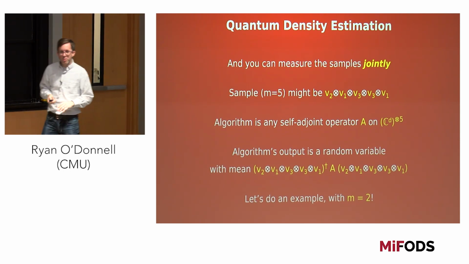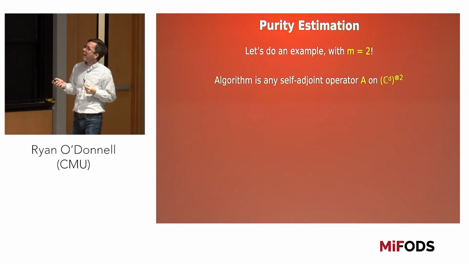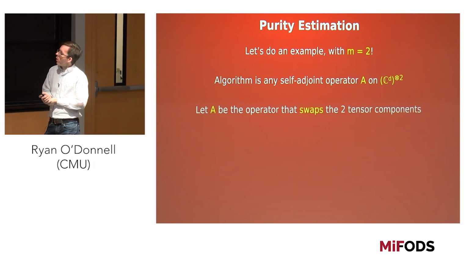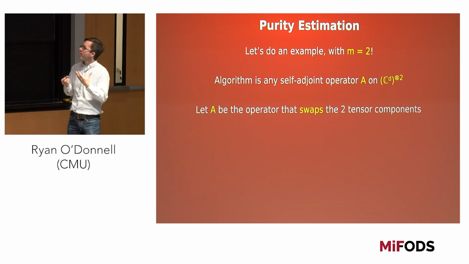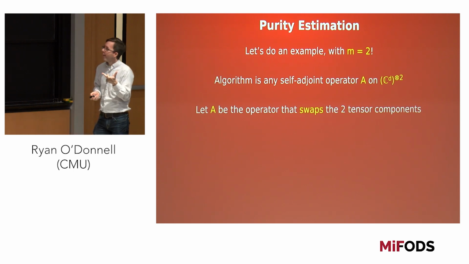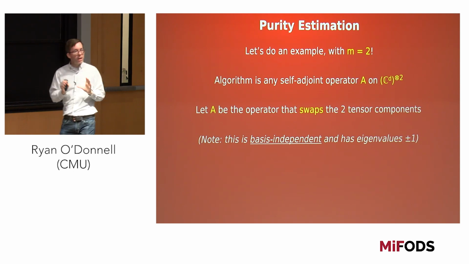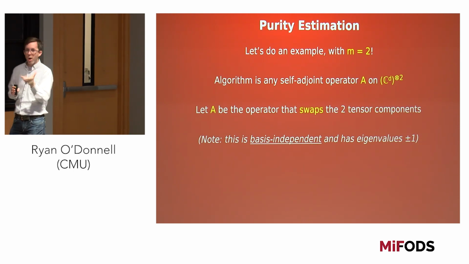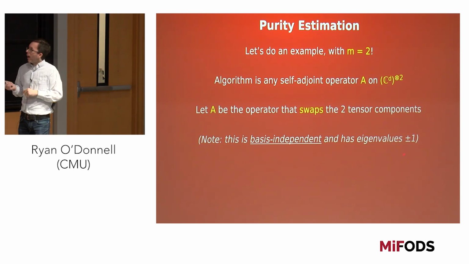We're at the most sophisticated part of the talk right now. OK. And this m equals 2 example will be related to something called purity estimation. OK, so we're the algorithm. And we get to choose an operator on this space. And we're going to choose a simple operator. It's the operator that swaps the 2 tensor components. OK? And I'd like to emphasize that this is a basis-independent operator. It doesn't depend on the basis. So this algorithm doesn't know the basis of v's, but you can nevertheless define the operator that swaps the 2 tensor components. OK? And its eigenvalues are plus or minus 1.